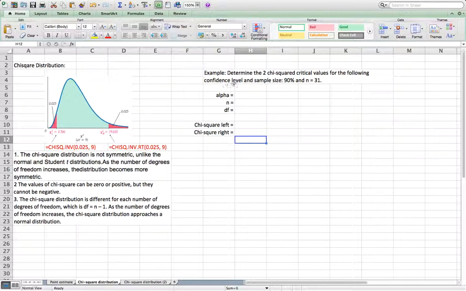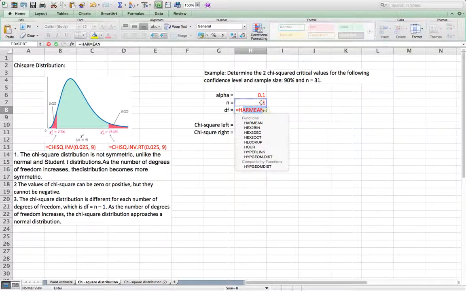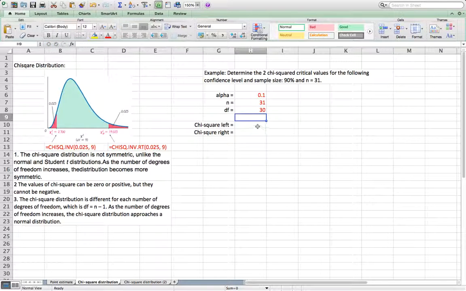Let's do an example. Determine the two chi-squared critical values for the following confidence level and sample size: 90% and sample size equals 30. So your alpha will equal 1 minus 0.9, 90%, right? Then your n is 30. So the degree of freedom will equal n minus 1, which is 30 minus 1. Okay, so the degree of freedom is 29.